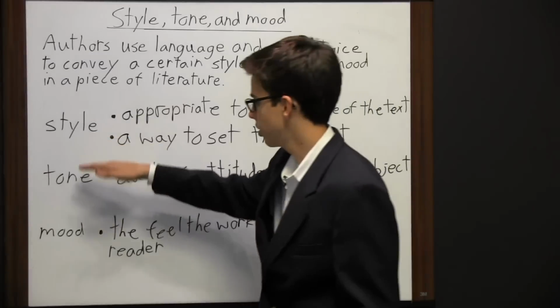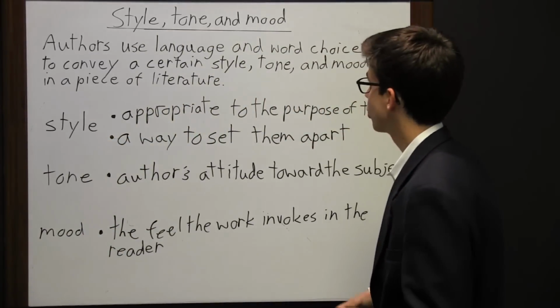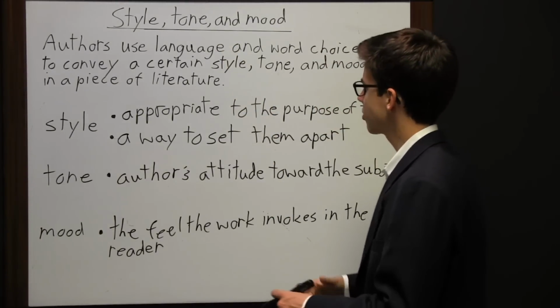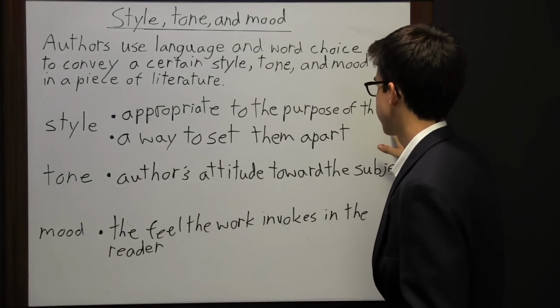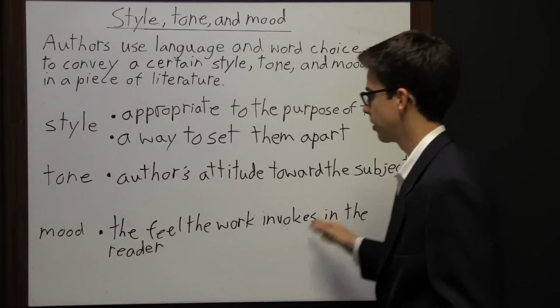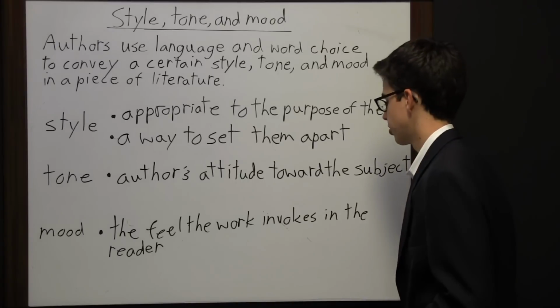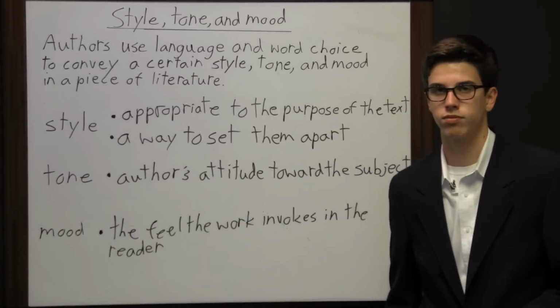So you can see how style, tone, and mood are similar in that they all pertain to the word choice and the particular language that is used. But they're also different, because style pertains to the purpose of the text, and then the tone is concerned with the author's attitude towards the subject, and the mood is concerned with the reader's attitude towards the subject, or basically the way the piece of writing makes the reader feel.